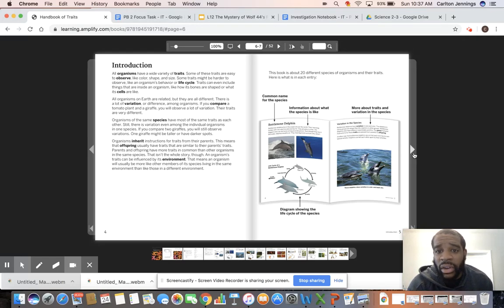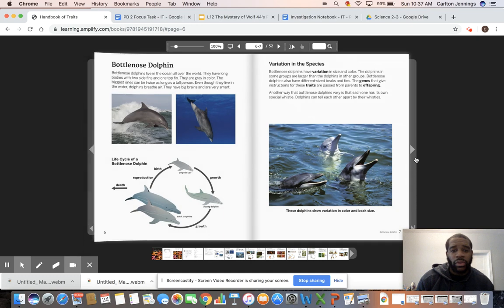Here is what is in each entry. The common name for the species, information about what the species is like, more about traits and variations in the species, and a diagram showing the life cycle of the species. So let's move on and see here.